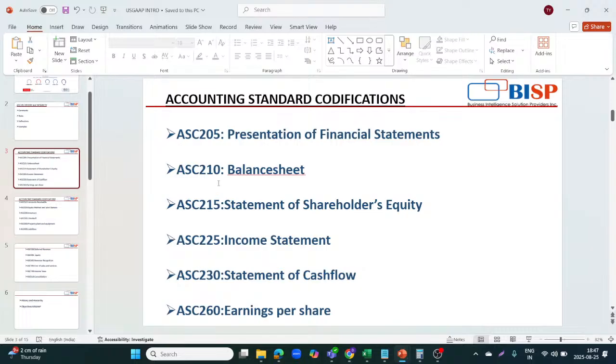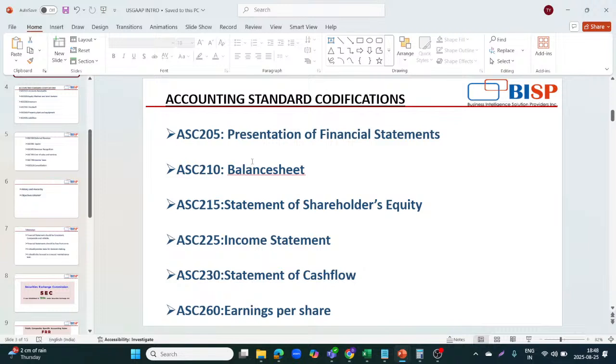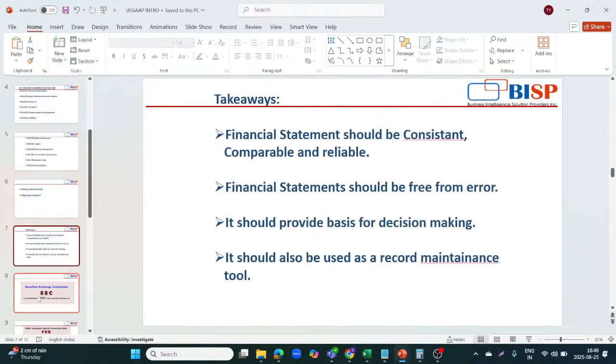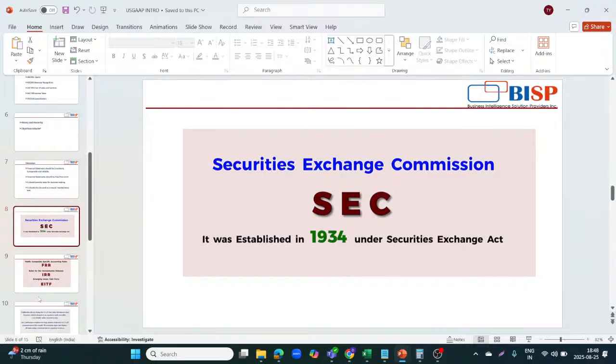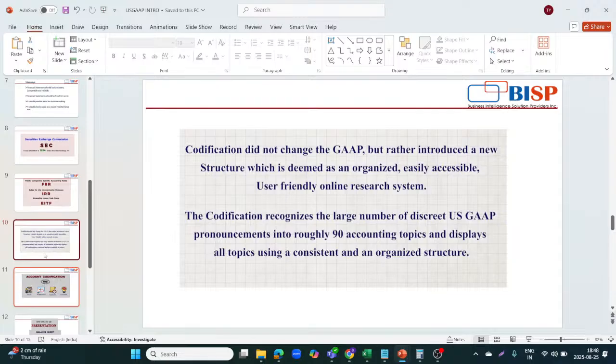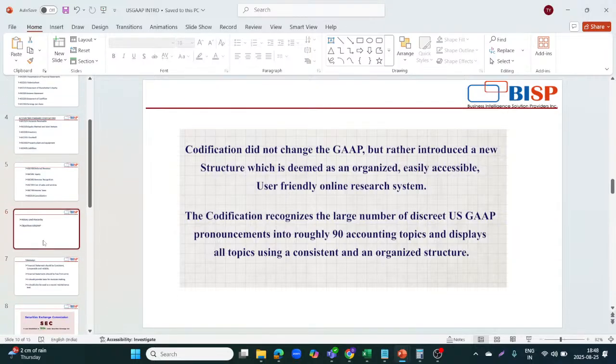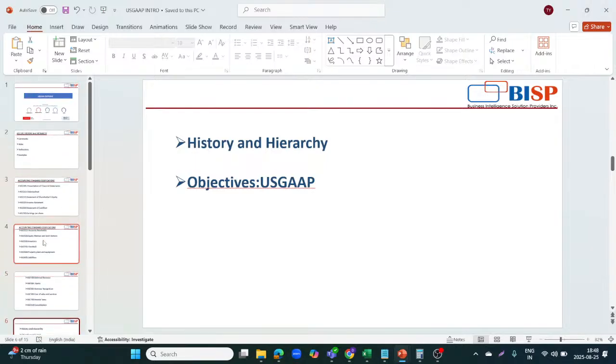So that was all for today. I've given you an overview of what is there under US GAAP, what the takeaways are, why financial statements need to be prepared, and what each accounting standard codification will tell you about. These were your takeaways, and there were various boards. When it was created, when it was developed, what abbreviations we will be using, how codification came into the picture, and what the objectives of US GAAP were.